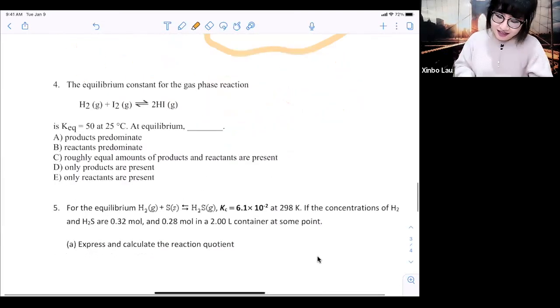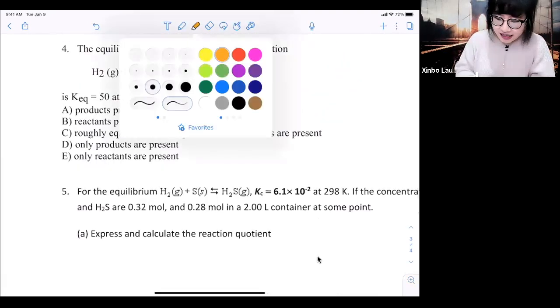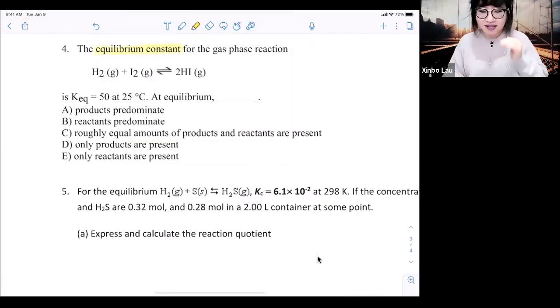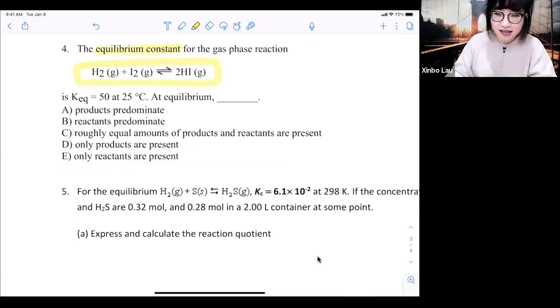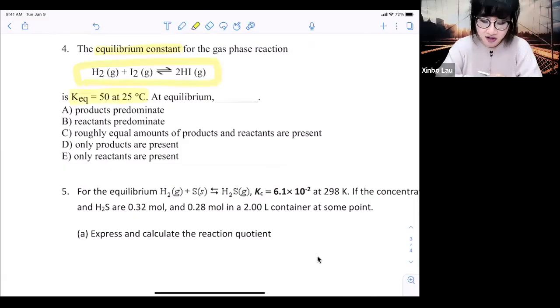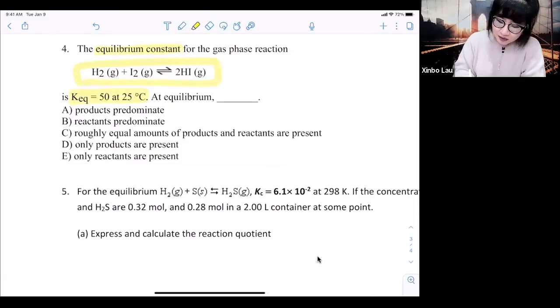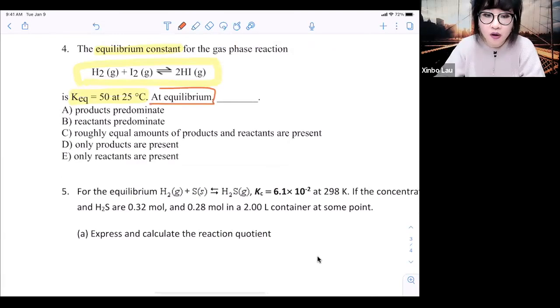And then let's look at the next one. Again, if I mention equilibrium constant, you know you're dealing with equilibrium, which is chapter 13. So first things first, you look at the system. Everything should be related to the calculation or to the equilibrium constant. And the question is just straightforwardly telling you K equals 50 at 25 degrees Celsius, and says at equilibrium. Okay, and then what do we have?